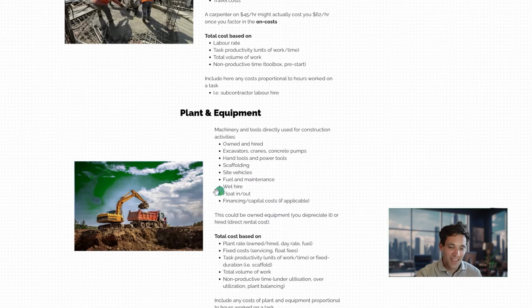Now, in addition to that, if we are hiring plant or equipment or a subcontract, they might give us a wet hire rate, which means that the operator for the equipment is included in the rate for the plant. This is typical when we're talking about things like crane hire.